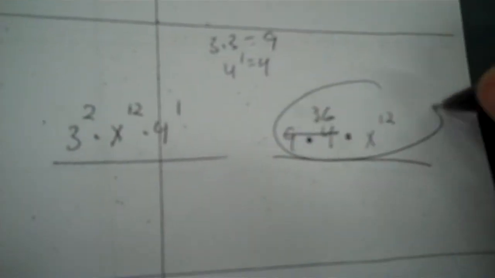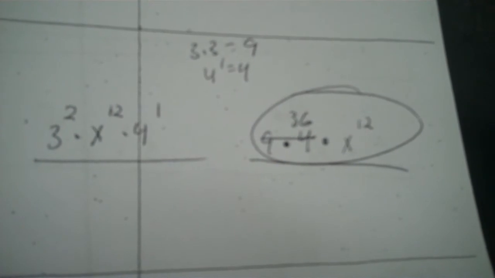3 to the 2nd times x to the 12th times 4 to the 1st. So 3 to the 2nd, I can figure that out. That would be 9. X to the 12th, I can't figure out. Okay, 4 to the 1st would just be 4. We put the x last, okay? And we take 9 times 4, that's 36. 36 times x to the 12th power.